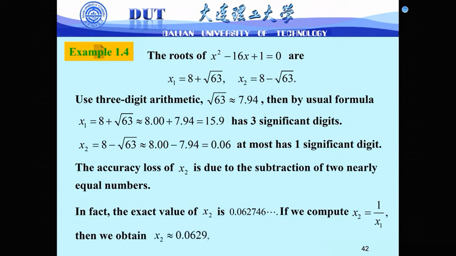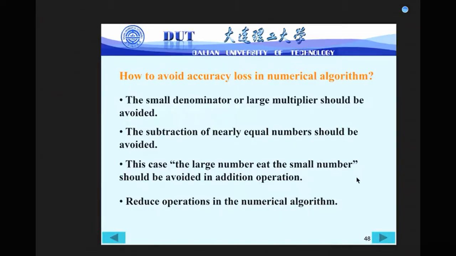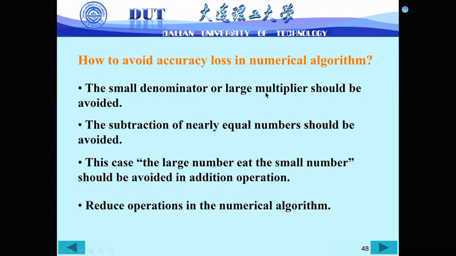Okay, now let's come back. So we have these rules. The small denominator or large multiplier should be avoided. And the subtraction of nearly equal numbers should be avoided. And also the large number eating the small number. Remember the example. I omit it, I don't review it again.